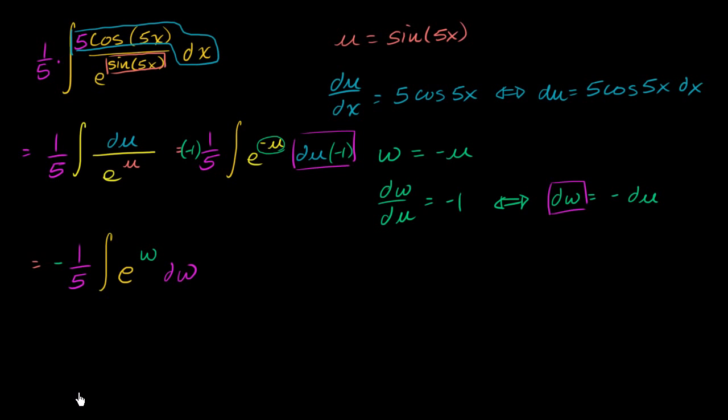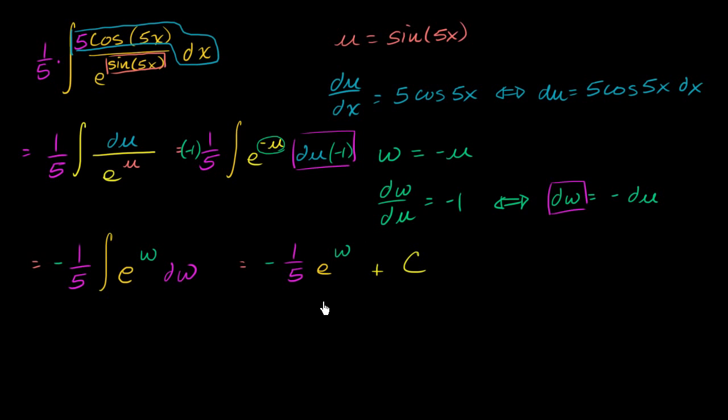dw. Now this simplifies things a good bit. We know what the antiderivative of this is in terms of w. This is going to be equal to negative 1/5 e to the w, and then we might have some constant there. So I'll just do a plus c.